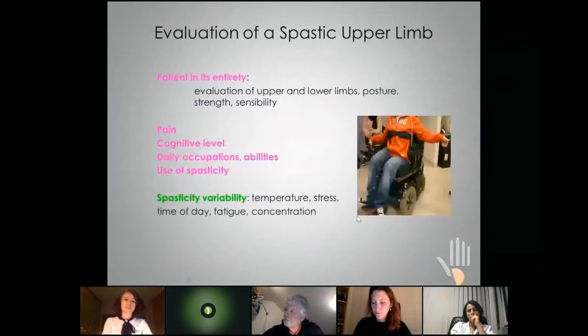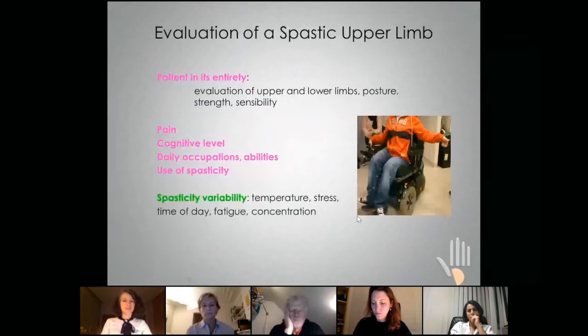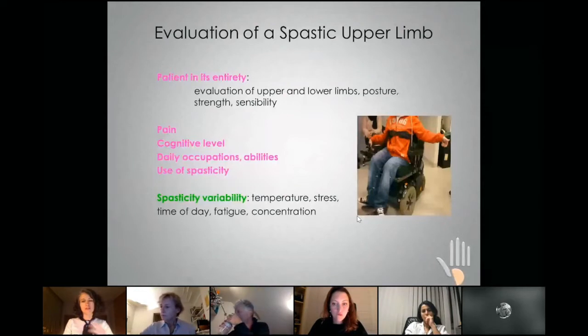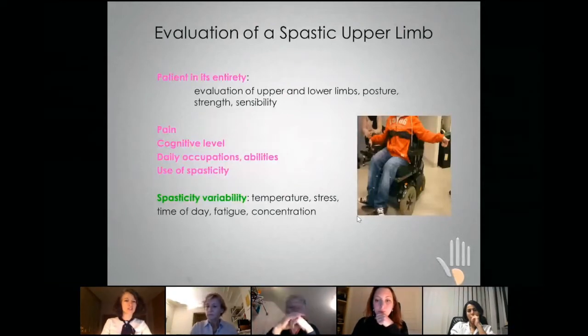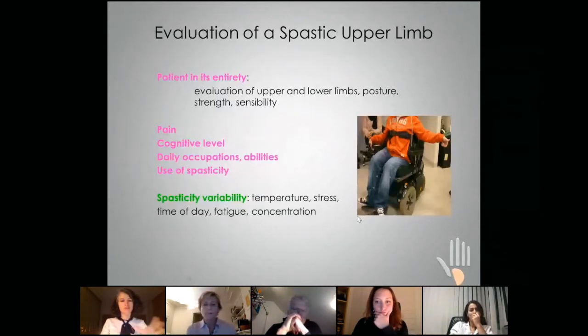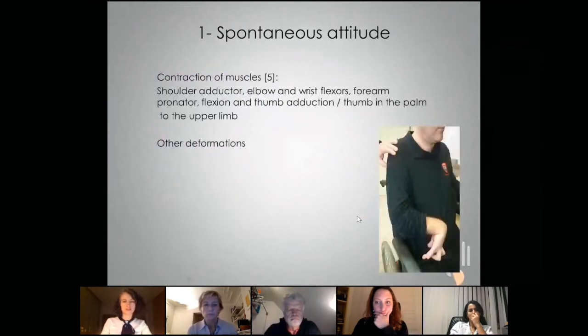We first have to see the patient in its entirety. So we check if the patient can walk or not, if the chest is stable, how is the posture, does he have strength, sensibility, does he have pain, and what is his cognitive level, because it can also change the ability of the patient to do the rehabilitation. What are the daily occupations, and the ability of this patient with the arm he has already. Does he use his spasticity? Sometimes they can have a certain sort of use of the spasticity. And the spasticity can be variable according to the temperature, the stress, time of day, the fatigue, the concentration. So different factors can influence spasticity. That's why it's very important to do several examinations if we need.